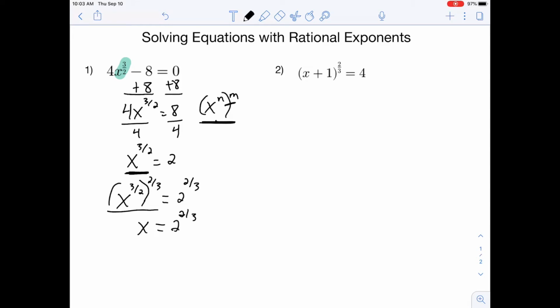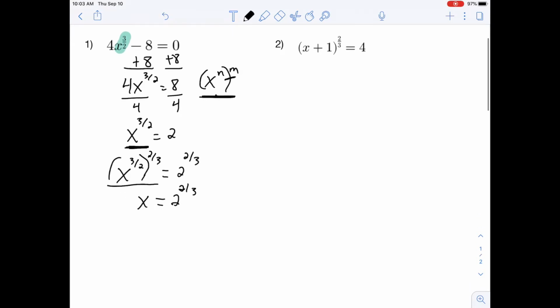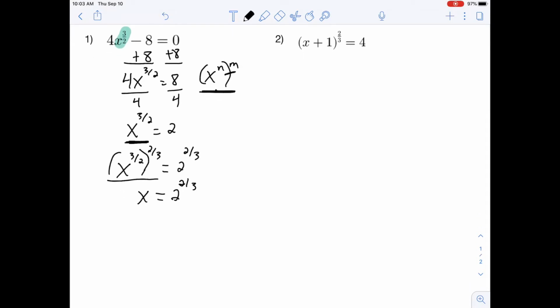Now you can go ahead and rewrite that. It depends on how the answer is given. You can leave it this way, which is fine, or you can say that it's equal to the cube root of 2 squared, which is equal to the cube root of 4. Both of these are fine as an answer. It just depends on how it's asked, whether they want you to leave the exponent as a rational number or write it as a root. So it's totally up to you, or however the question is asked.